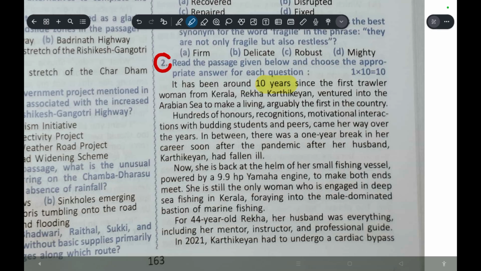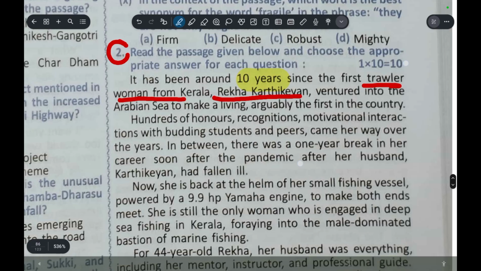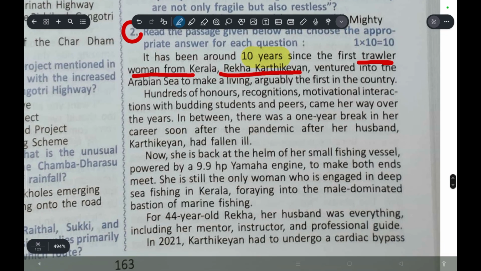It has been around 10 years since the first trawler woman from Kerala, Rekha Karthikeyan. You have to underline the name. I am showing you slowly, but you have to do these things very fast in the examination hall. Ventured into the Arabian Sea to make a living, arguably the first in the country.